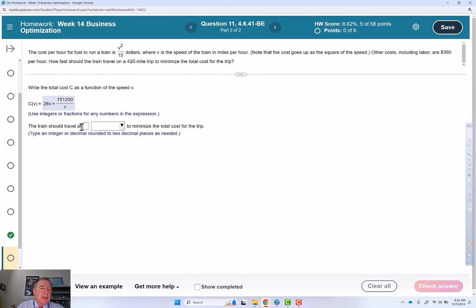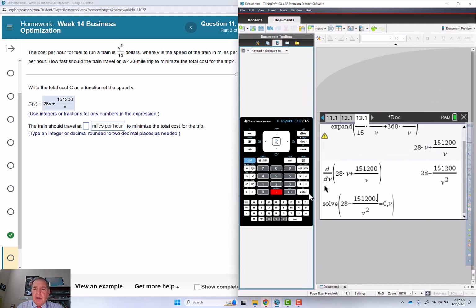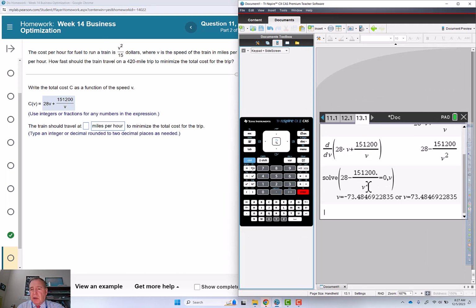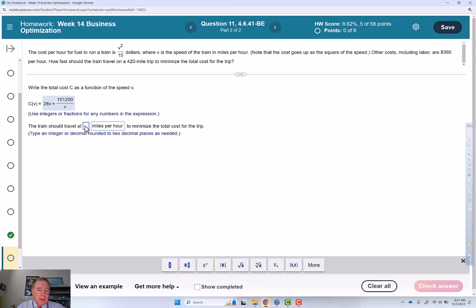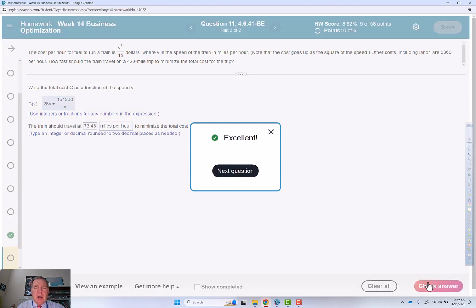The train should travel at blank, and it's going to be miles per hour to minimize the total cost for the trip. Type an integer or decimal rounded to 2 decimal places as needed. So we're going to get 2 decimal places. This is a quadratic, so it's going to be 2 different answers. The negative answer doesn't make sense, so we're going to take the positive answer. So it's going to be 73.48 miles per hour. Check the answer. Excellent. And that concludes this video.